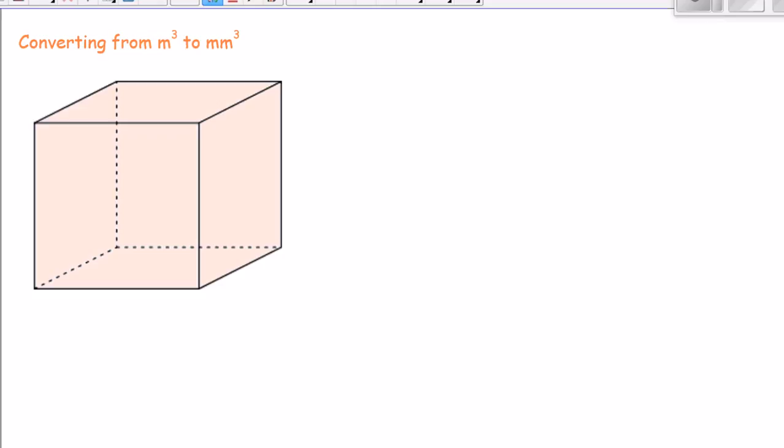The next question, I'm going to look at how to convert from meters cubed to millimeters cubed. Suppose the length of each side of this cube is 1 meter. But we know that 1 meter is equivalent to 1,000 millimeters. Actually, let me use a different color for that. So 1,000 millimeters.